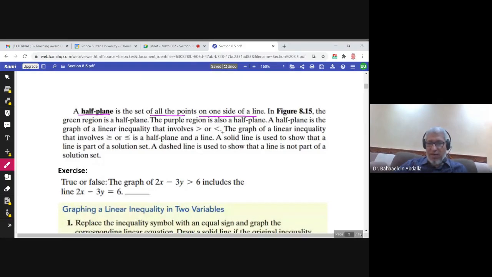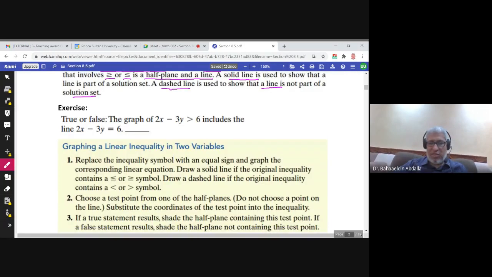Now, a half plane is always the graph of a linear inequality with greater than or less than. If it is greater than or equal or less than or equal, then the graph would be a half plane and a line. A solid line will be drawn in this case, while a dashed line will be used if the line is not part of the solution set. So, for example, look at this exercise. What about the graph of this inequality? Does it include the line? And the answer is no.